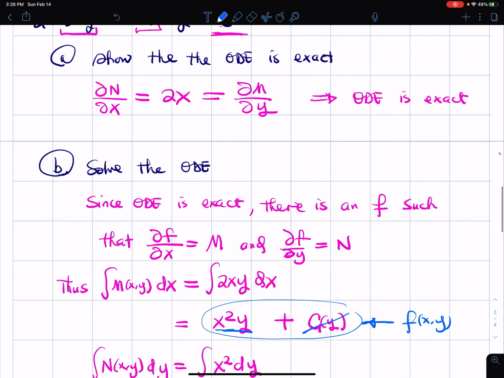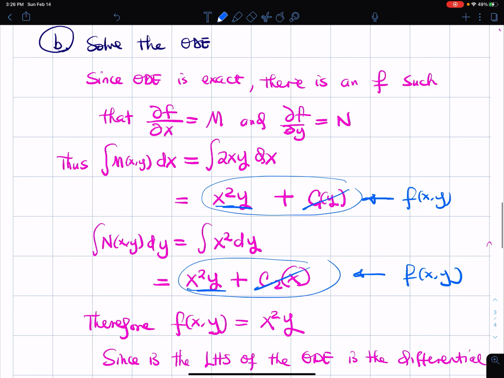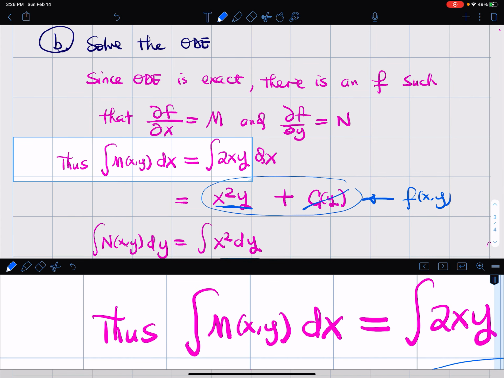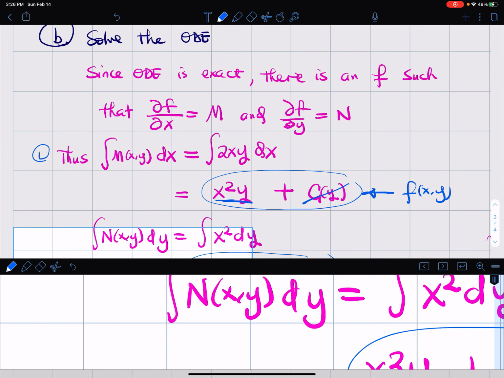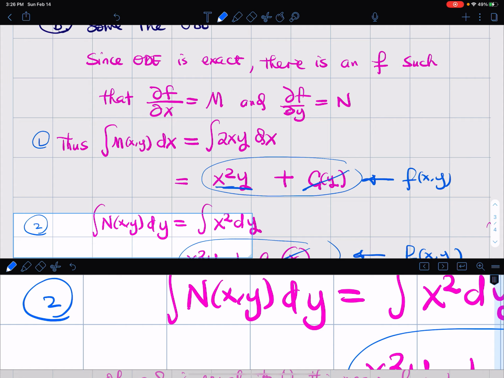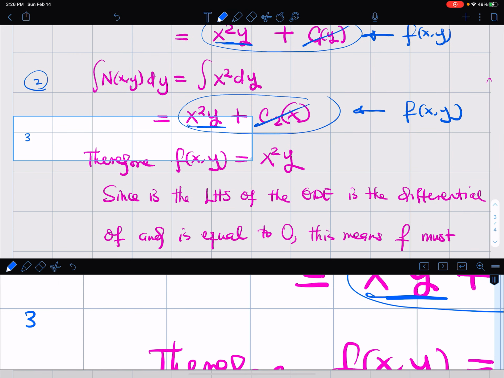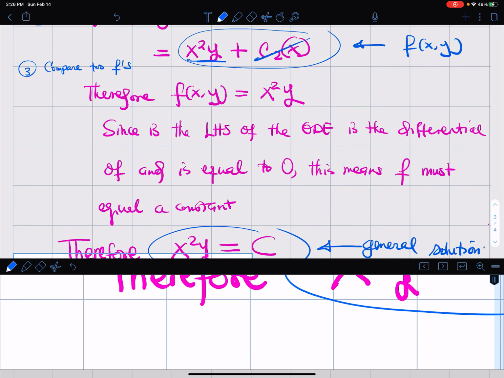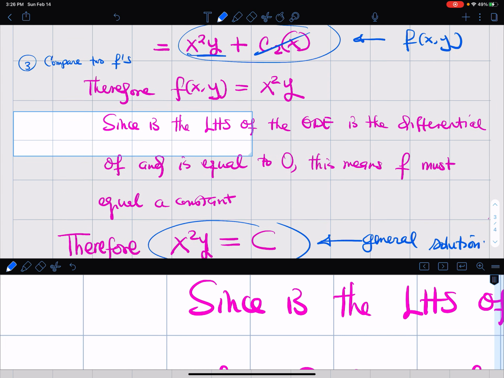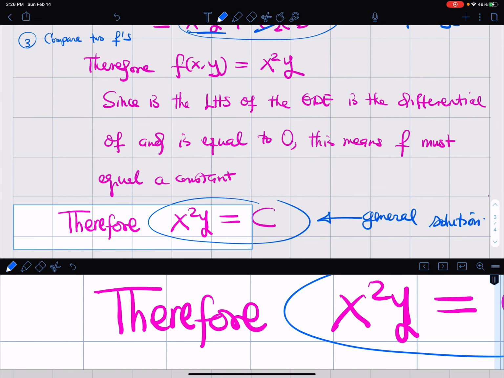Okay, so what steps did we take? Let's number them. We found this, we found that, and then we compared. I'm gonna do step three here: compare the two F's. And then this is your final step.